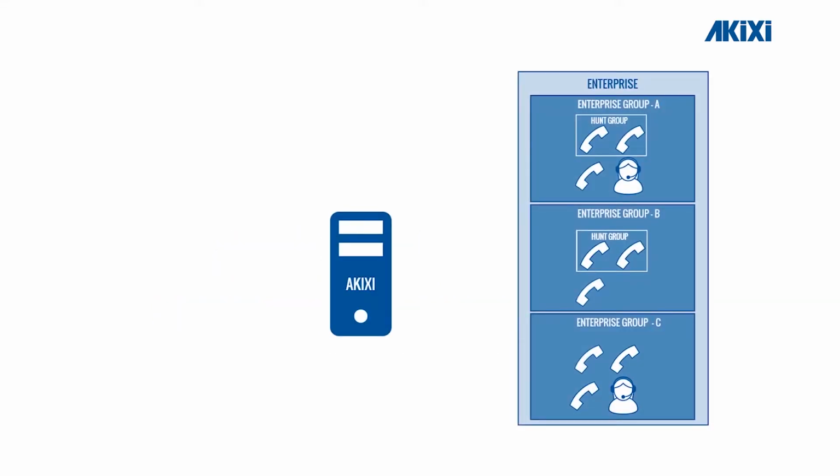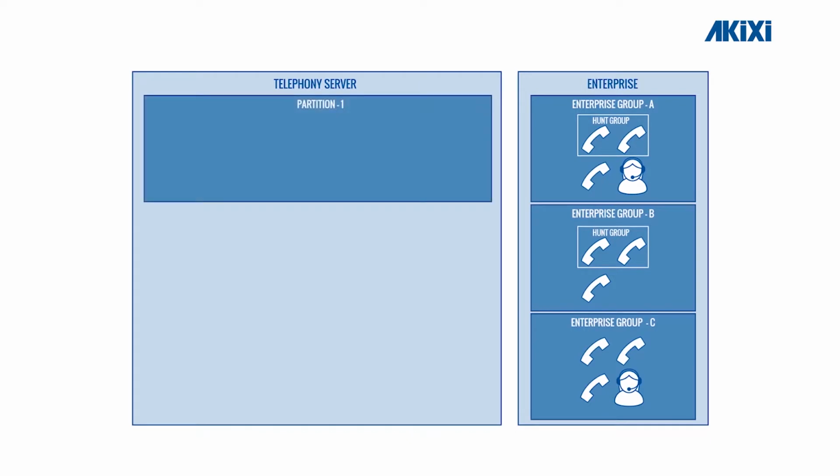So let's build an Akixi instance to monitor the enterprise on the right hand side. What we need to do first is build some sites, and we do this by creating a partition and applying a license. If you'd like more detailed information on how Akixi connects to telephony platforms, then check out the Connecting Akixi tutorial.